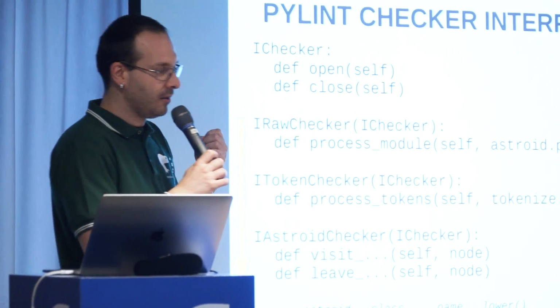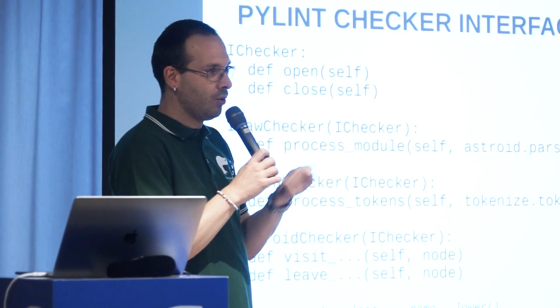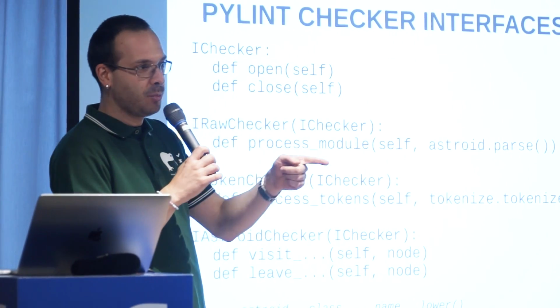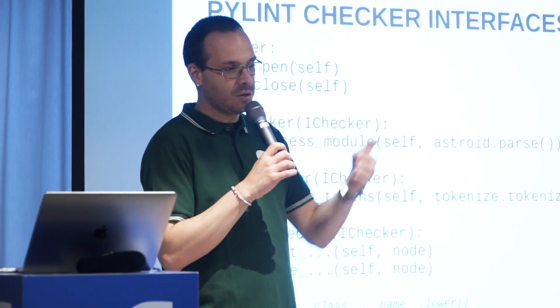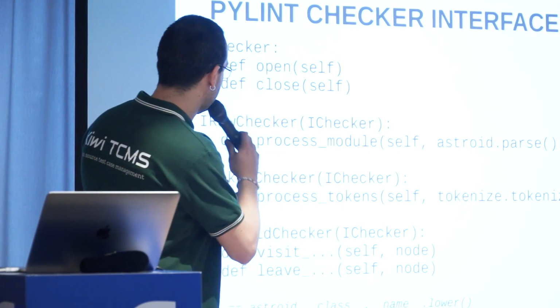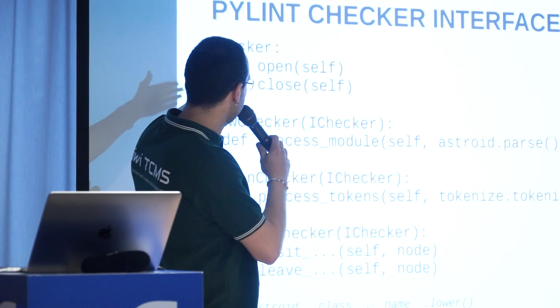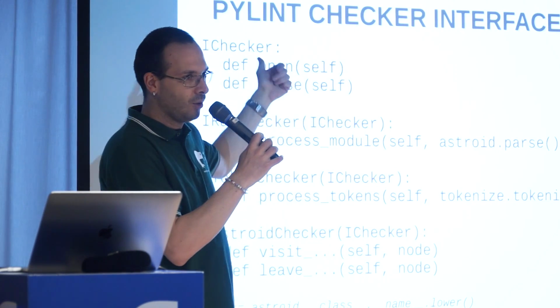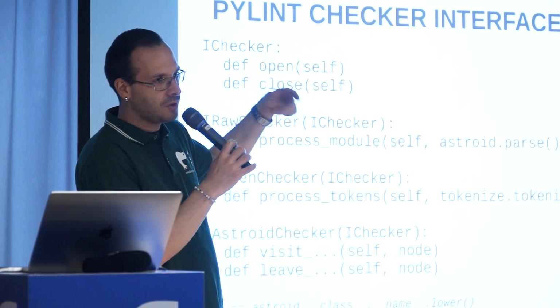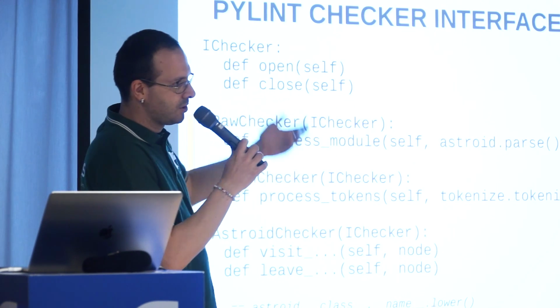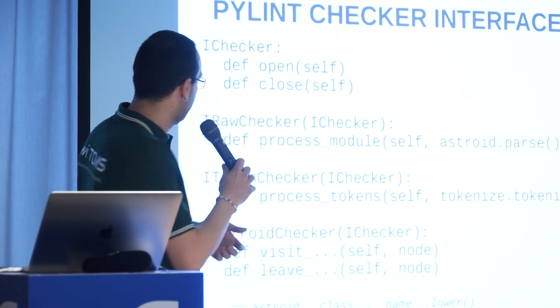PyLint provides 4 interfaces where you can hook in. So this is your entry point into the source code examination process. The first one is the base interface, which provides open and close methods, and open is executed at the beginning when you start examining a module, and close is executed just before the end.